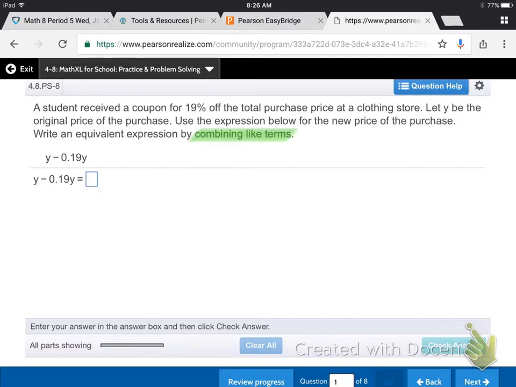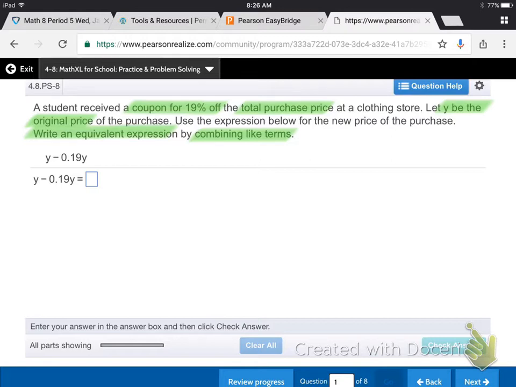It says, a student received a coupon for 19% off the total purchase price at a clothing store. Let Y be the original price, Y is the original price, and use the expression below for the new price. Write an equivalent expression by combining like terms. So we know how to do this.